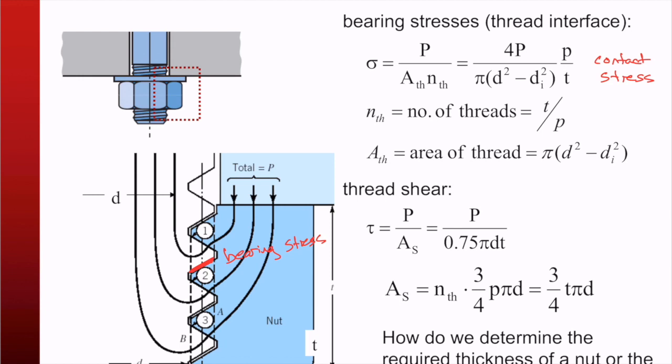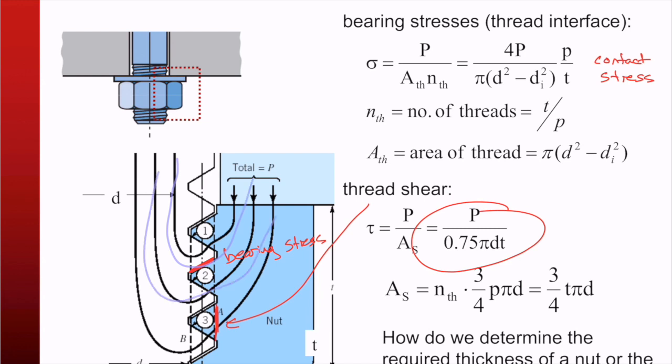I'll talk about that later. And then the thread shear is this load right here. That goes to there. That's the shear load across the base of the thread. And then there's just a little bit of geometry that goes into that, right? And then we have to look at these lines of force.